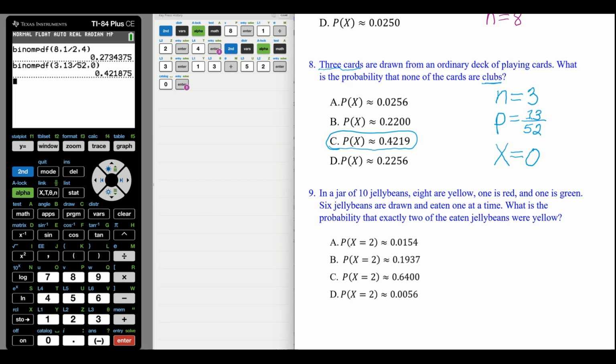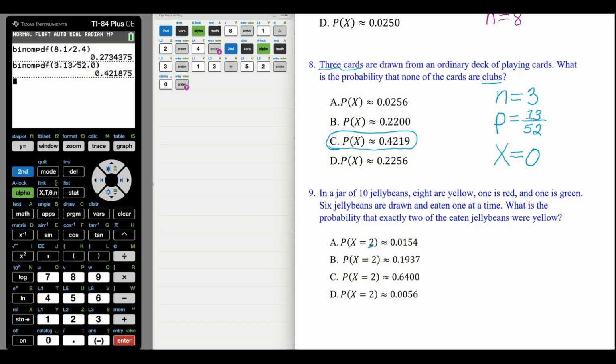Right there. In a jar of 10 jelly beans, 8 are yellow, 1 is red, and 1 is green. Okay, so in a jar of 10 jelly beans. Well, I don't know that that's our trial. Let's keep reading. 6 jelly beans are drawn and eaten one at a time. What is the probability that exactly 2 of the eaten jelly beans are yellow? Okay, well, they left us a hint. We know what our X is.